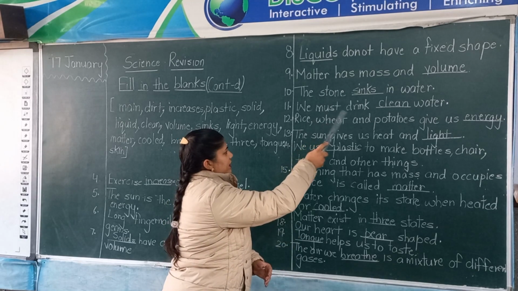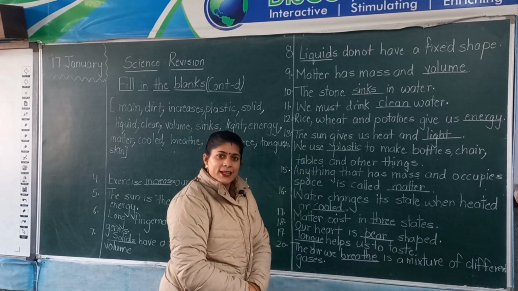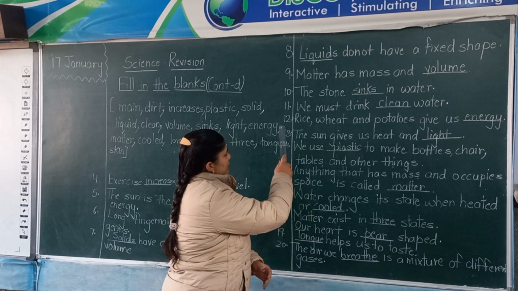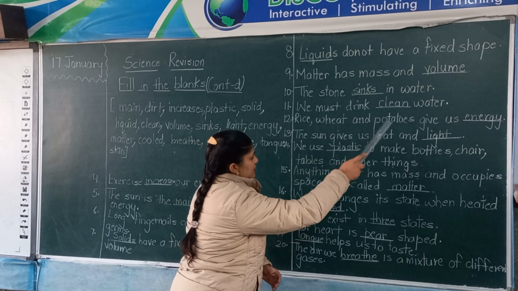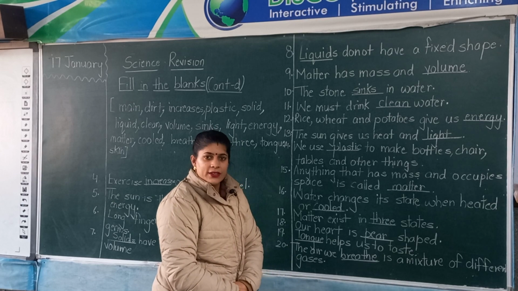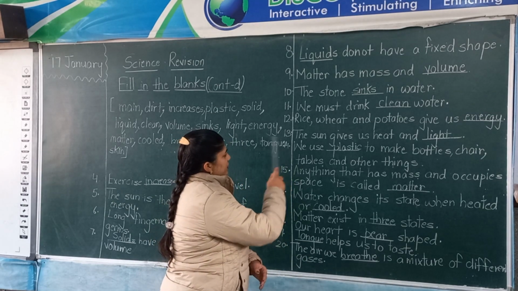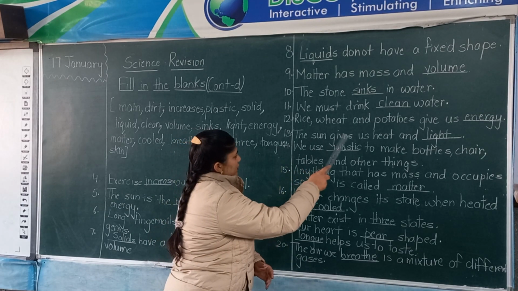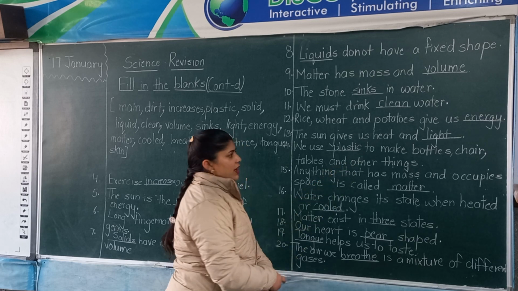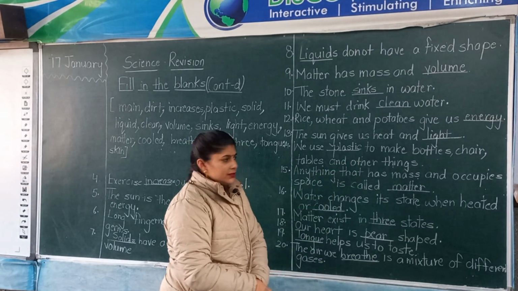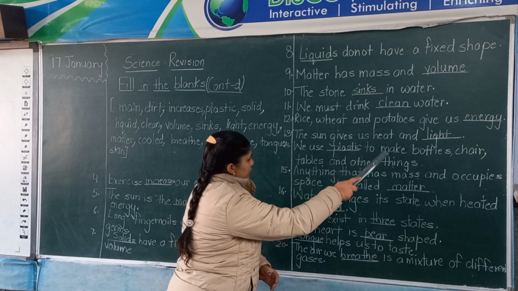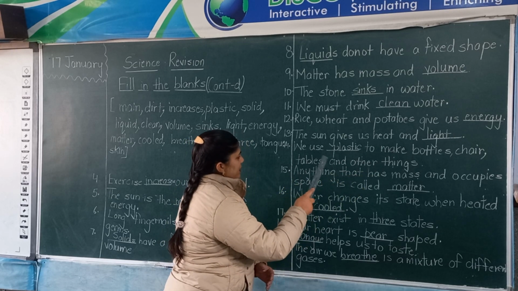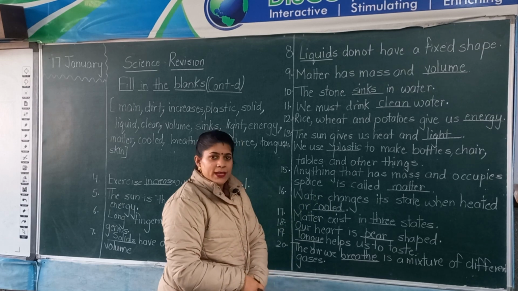11. We must drink dash water. Answer will be clean. 12. Rice, wheat and potatoes give us dash. Answer will be energy. 13. The sun gives us heat and dash. Answer will be light. 14. We use dash to make bottles, chairs, tables and other things. Answer will be plastic.